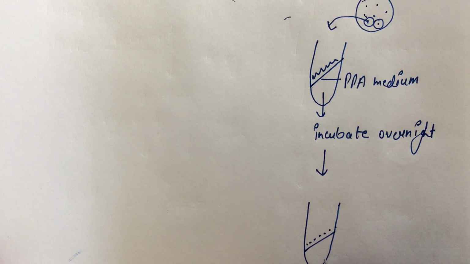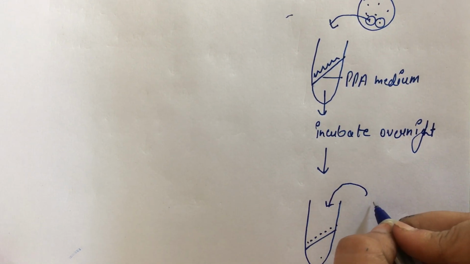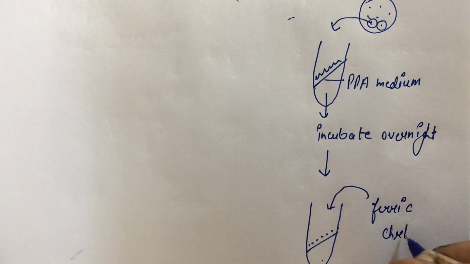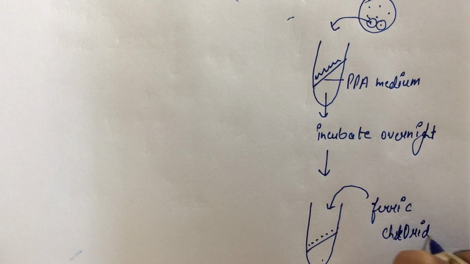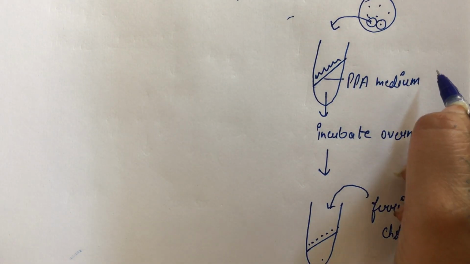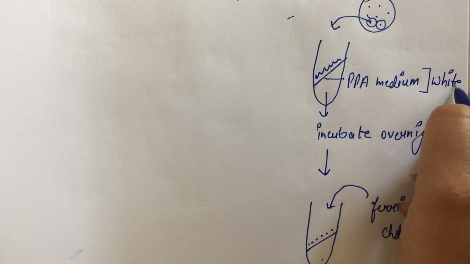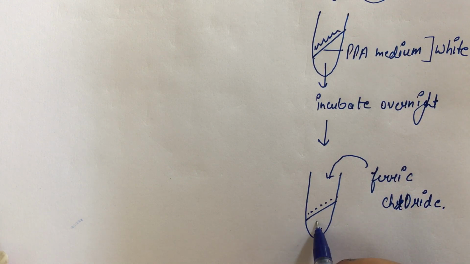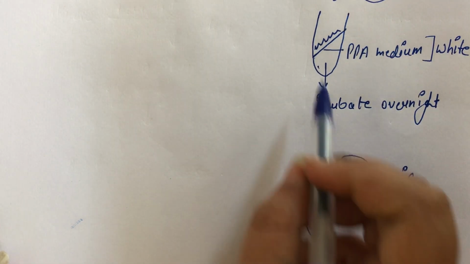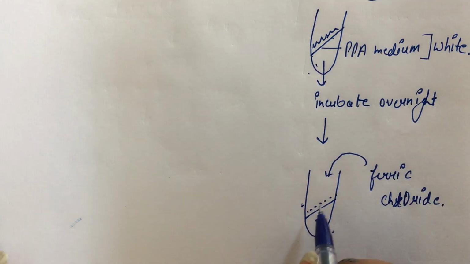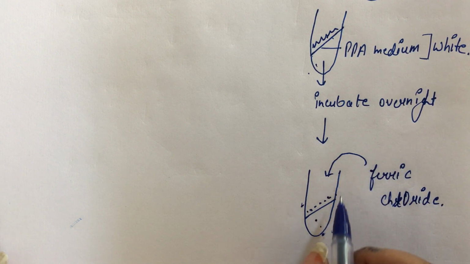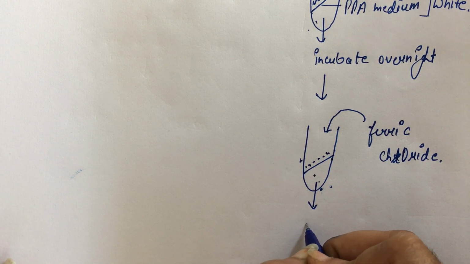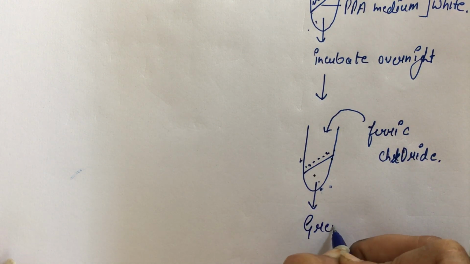The next step is to add ferric chloride. The original color of this PPA medium is white. When you add ferric chloride, if certain bacteria are present in the colony, then there would be growth, and when we add ferric chloride, there would be occurrence of green color.